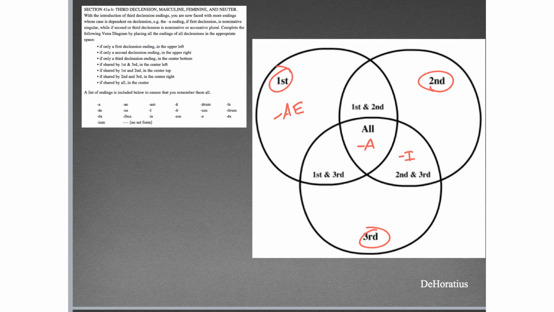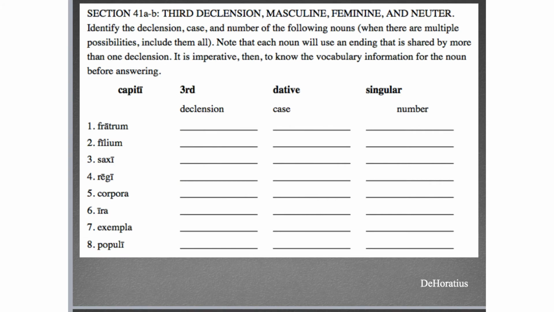As I said, as we learn more declensions and endings, it becomes more important to be aware of overlapping endings, because those overlapping endings will cause some problems if you're not ready for them. All right, so you can fill that out on your own.